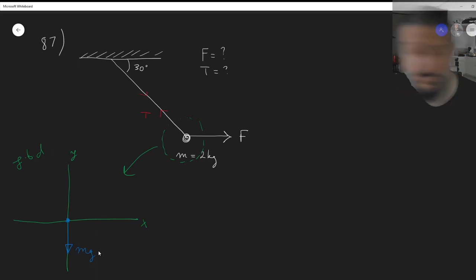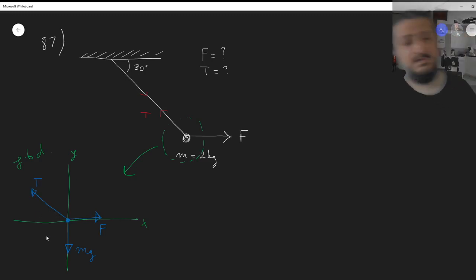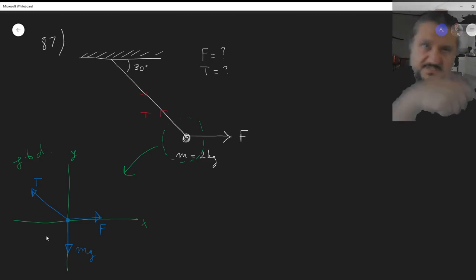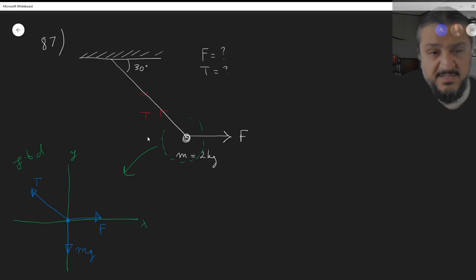mg. F, on the other hand, is to the right, and T is here. Okay. T never is into the object. It's always outward, going away from the object. And the angle it makes with the horizontal, this angle I'm talking about, is nothing but 30 degrees.